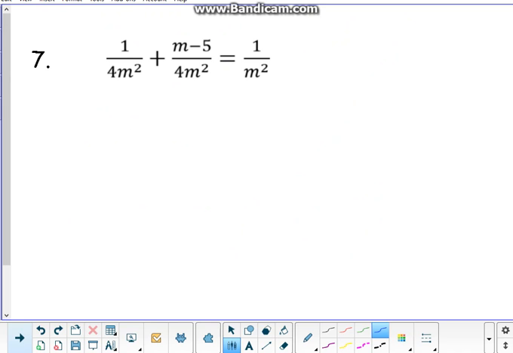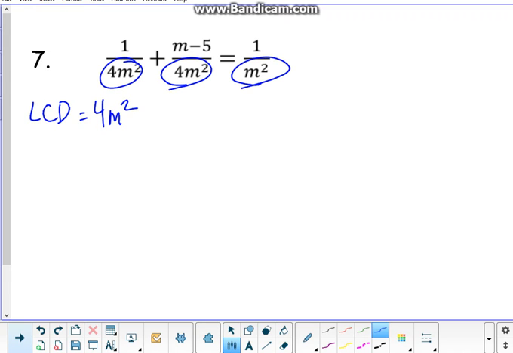1 over 4m squared plus m minus 5 over 4m squared equals 1 over m squared. There's nothing really to factor here with each of these, so I can go ahead and jump right into my LCD. I notice my first one is 4m squared. My second one has the exact same thing. My third one has an m squared, but it's missing that 4. So really, if it's got a 4 and an m squared, we're good. That's going to be common. I can get those really easy. So which ones do I need to fix? My first one has everything. My second one has everything. My third one just needs the 4. It's the only thing it needs.